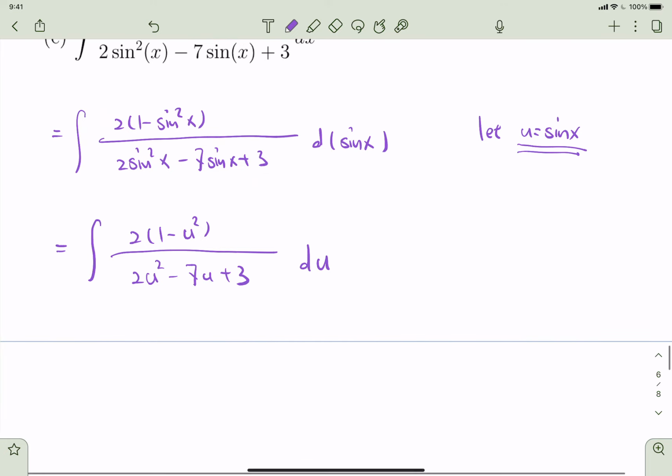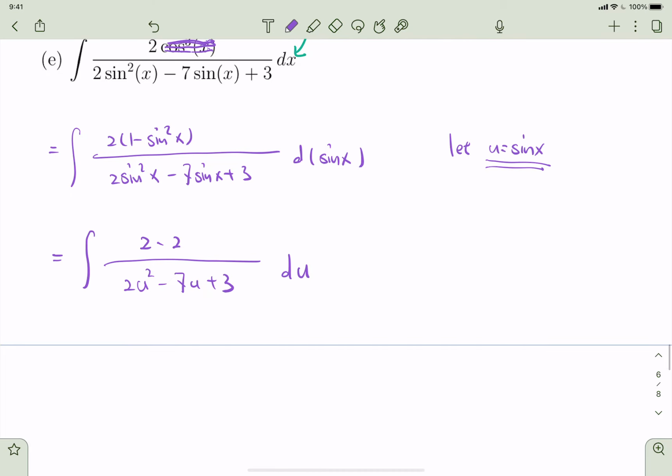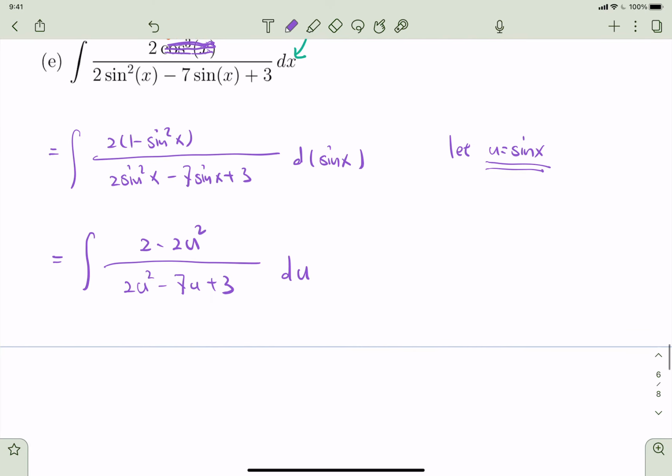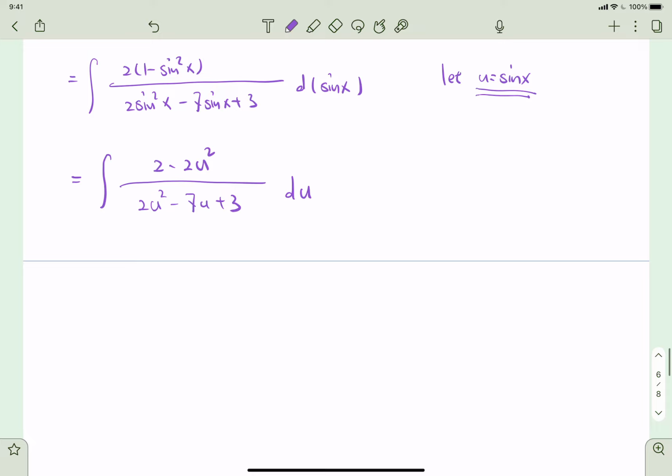So back into our previous expression, polynomial expression. We're going to do decomposition. By the way, open this bracket, this 2 minus 2u squared. We first check the power. The power on the top is 2, which is equal to the power in the bottom. That is not good, so we're going to decrease the power. So 2 minus 2u squared over 2u squared minus 7u plus 3.